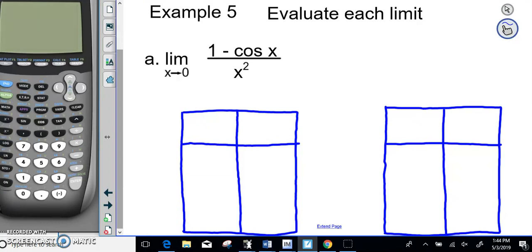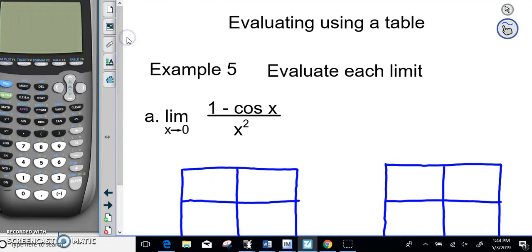Now the last portion is talking about using tables. Sorry, not graphs, but tables. Let's go to that part up top here. Evaluating using tables. So multiple tables. You will always use two tables, in other words.